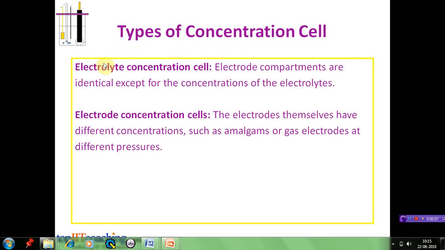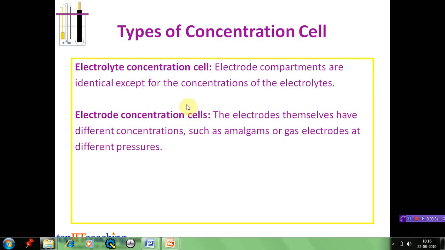The concentration cells can be further classified into two types. First is the electrolyte concentration cell and the second is the electrode concentration cell. In electrolyte concentration cell, the electrode compartments are exactly the same except for the concentrations of the electrolytes in which the electrodes are dipped. We discussed this example when we were discussing concentration cell.